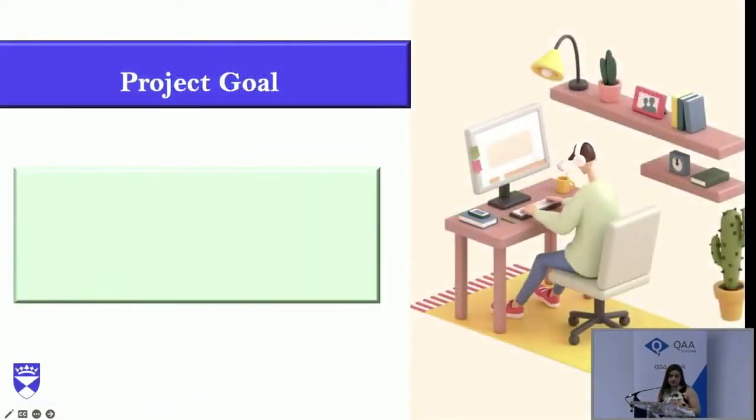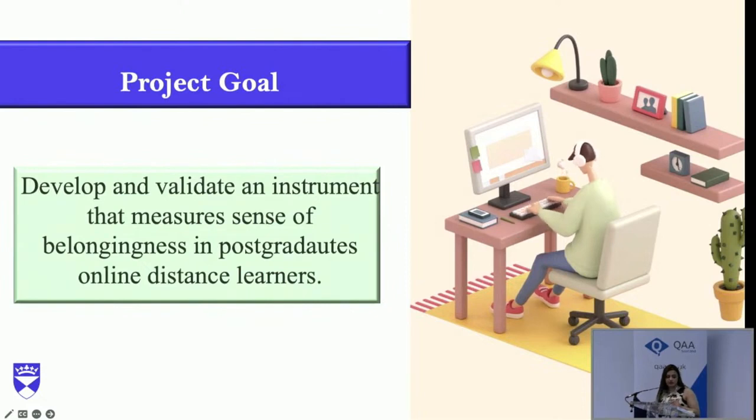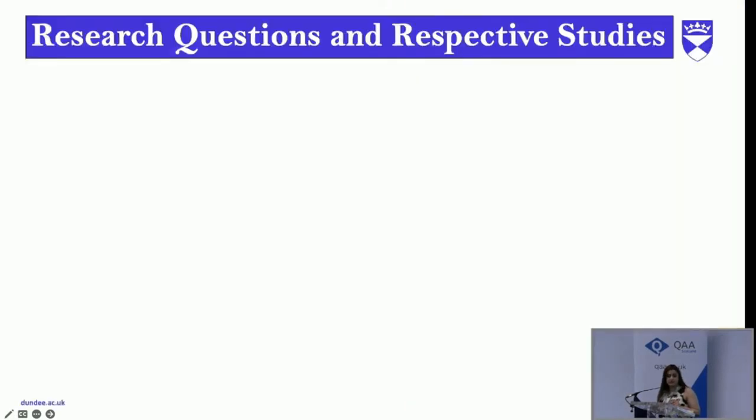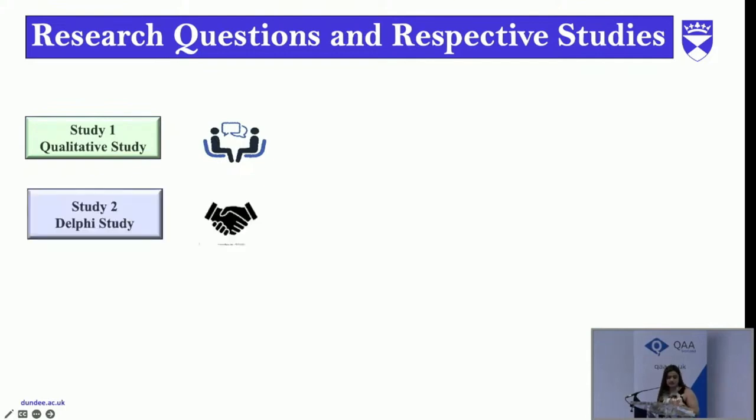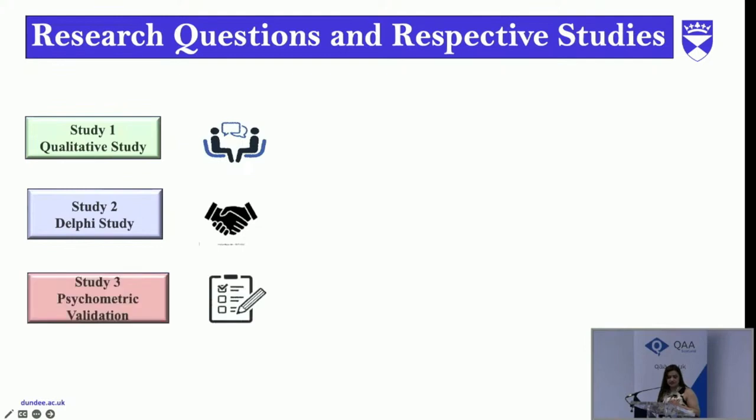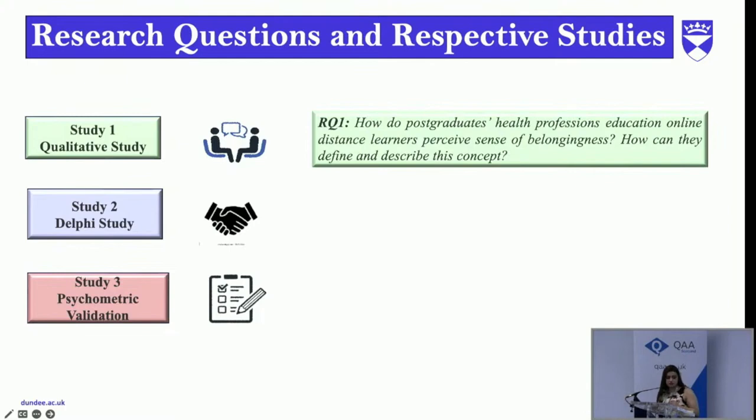So my project goal is to develop and validate an instrument that measures sense of belongingness in postgraduate online distance learners. I have conducted 3 studies in 3 phases, and developed the scale through them. The first study is a qualitative study, the second is a Delphi study, and the third is psychometric validation of the scale. In the qualitative study, my research question was, how do postgraduate health professions education online distance learners perceive sense of belongingness, and how can they define and describe this concept?